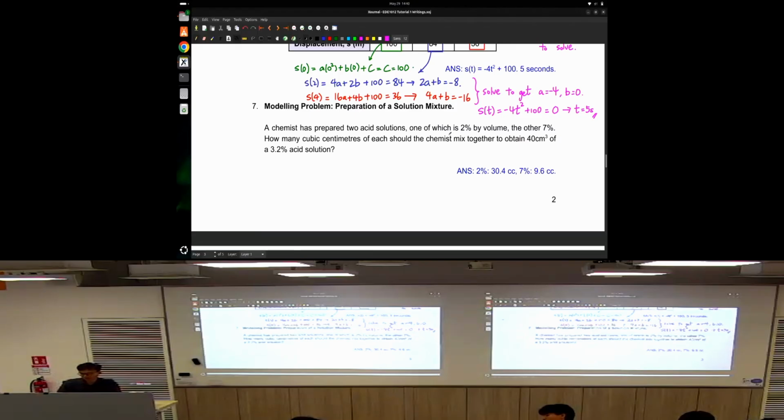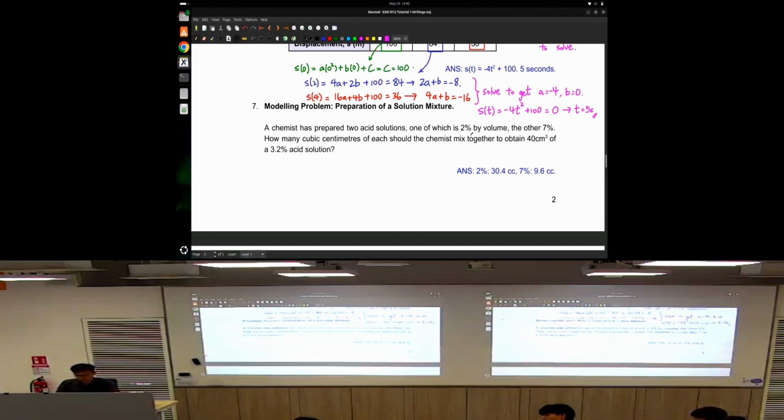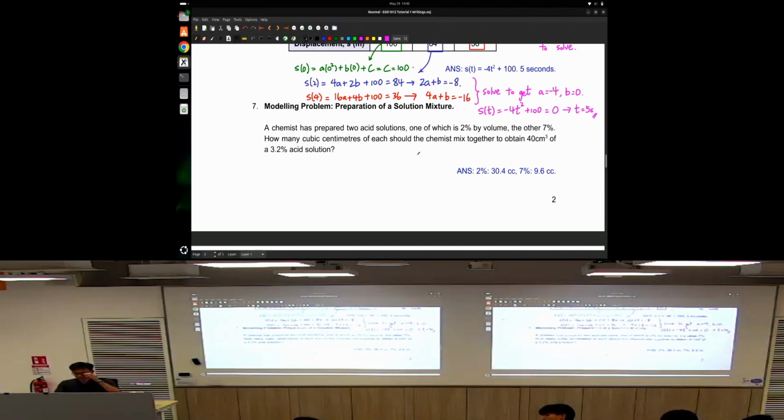So your 2 acid solutions, right? One is 2% by volume, the other one is 7% by volume. Okay, so what that means is, acid, right? When it's a certain kind of acid, then usually you have to mix it with water. So one is 2% acid, then actually the 98% is just water. Okay, or some solution. So therefore, the other one is 7%. So now I need to get 40 cm cube and 3.2% acid solution. Okay, so how many cubic meters of each acid solution should I mix?